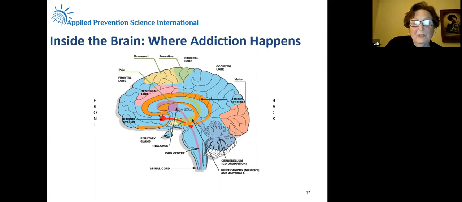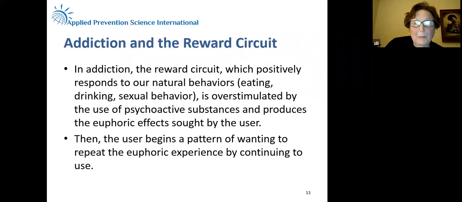where addiction begins. In addiction, we talk about the reward circuit, which impacts our natural behaviors, and it's created by the overstimulation from use of psychoactive substances. Then the user begins a pattern of wanting to repeat the euphoric effect of these substances because of how they change the systems in our brains.